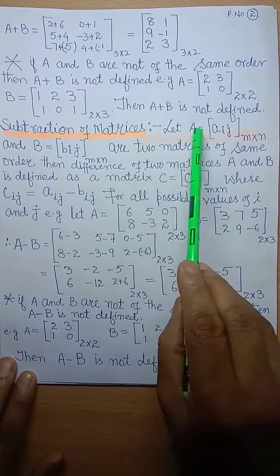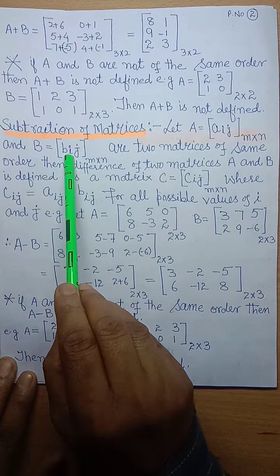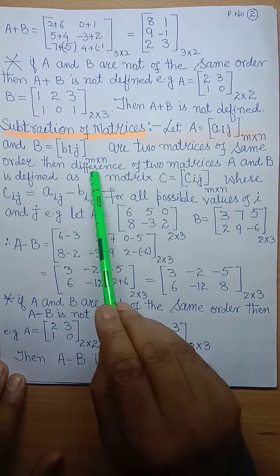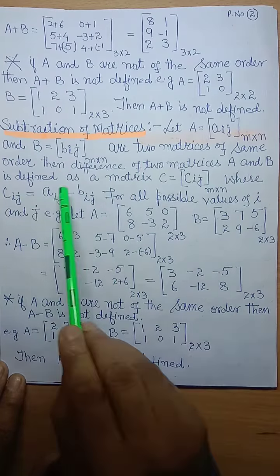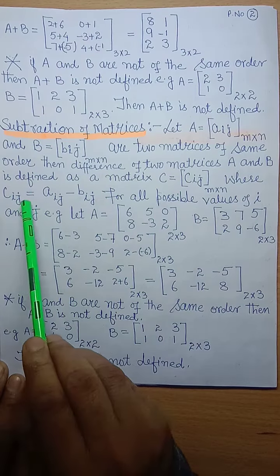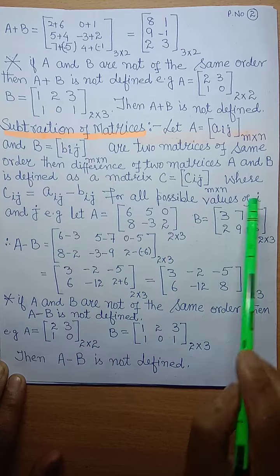Subtraction of matrices. Let A is equal to Aij m cross n and B is equal to Bij are two matrices of same order. Then difference of two matrices A and B is defined as a matrix C equal to Cij, where Cij is equal to Aij minus Bij for all possible values of i and j.